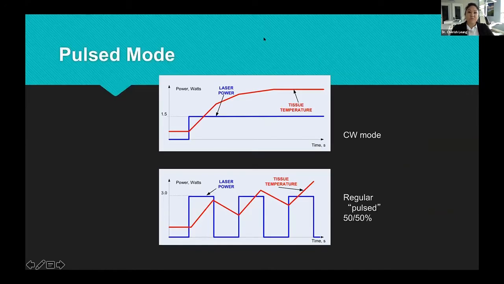There are 2 different ways that you can do the laser, 2 different modes. The first one is continuous wave mode, and the second one is pulse mode. What that basically means is that in continuous wave mode, you set it to a certain power wattage and it'll do that the entire time without stopping. That can be detrimental to some tissues because you can cause lateral damage to soft tissue.